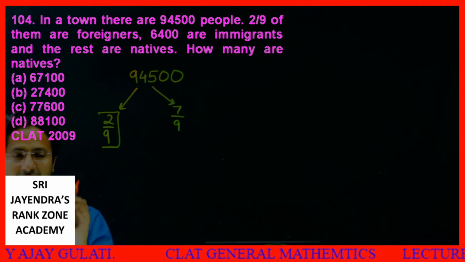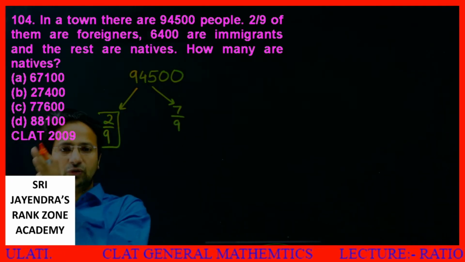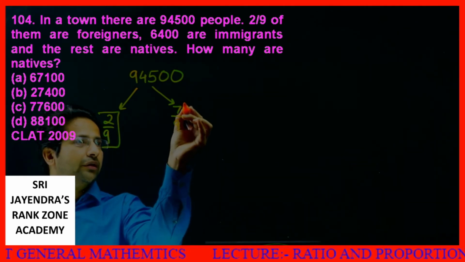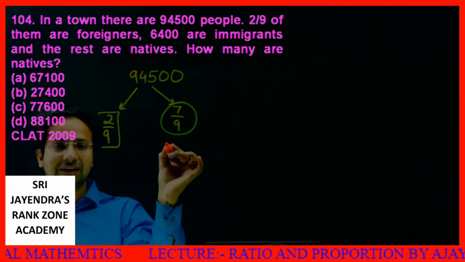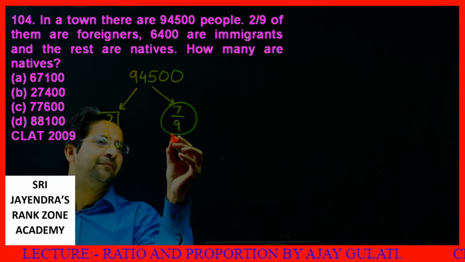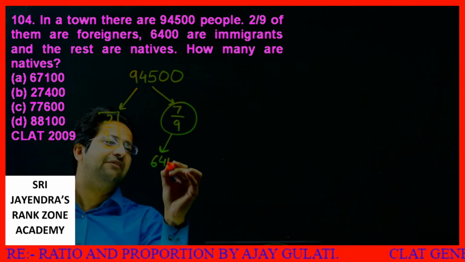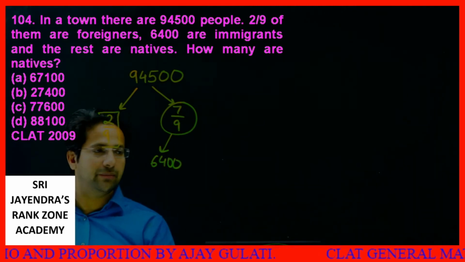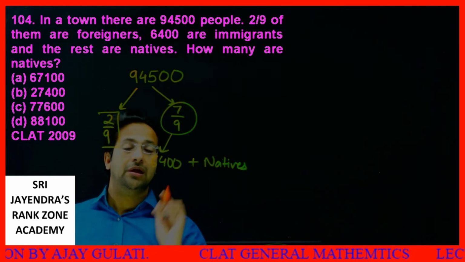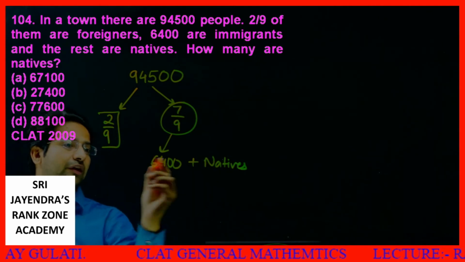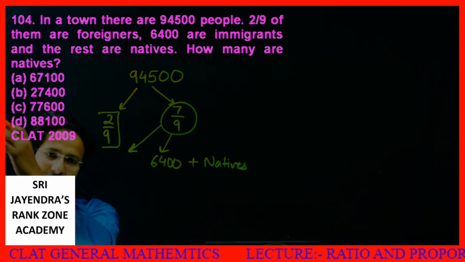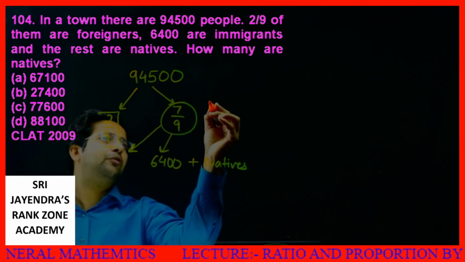This 7 by 9. Okay, now excluding these 2 by 9, 2 by 9 of them are foreigners, so remaining is 7 by 9. Among these 7 by 9, 6400 are immigrants and the rest are natives. So this 7 by 9 is 6400 immigrants plus natives. But I need to find out this value. 2 by 9 is done, set apart. I need to find this 7 by 9. So what is this 7 by 9?